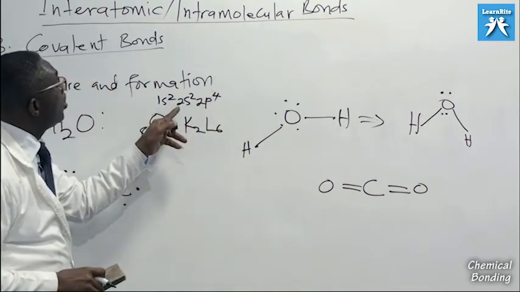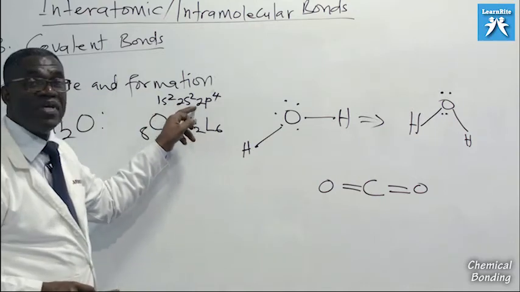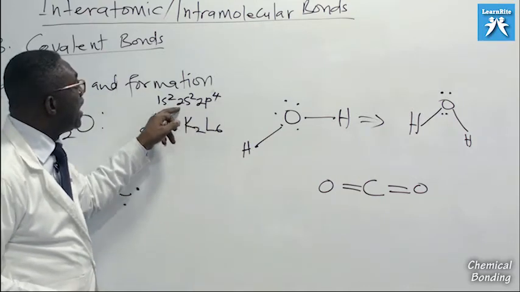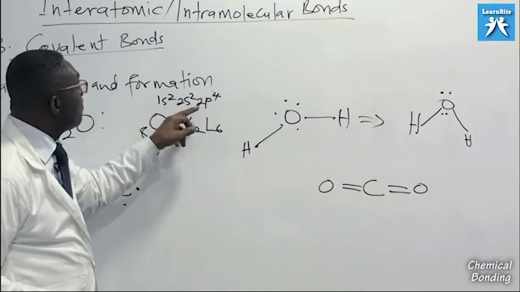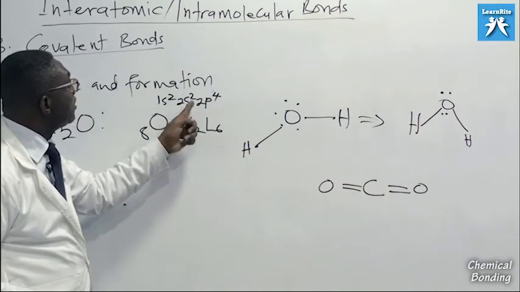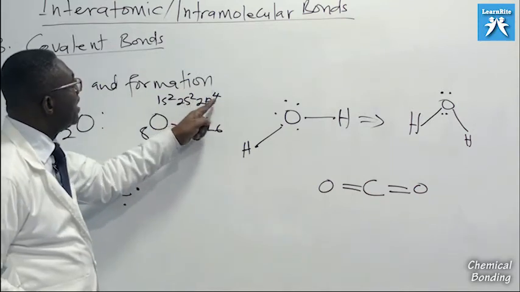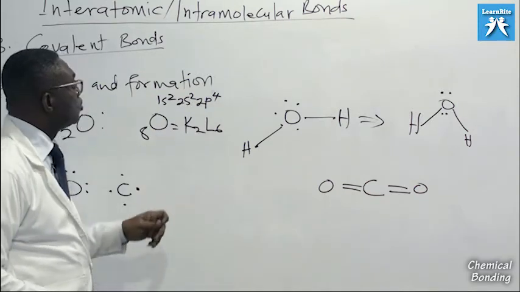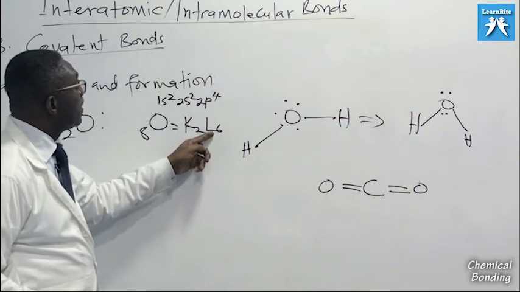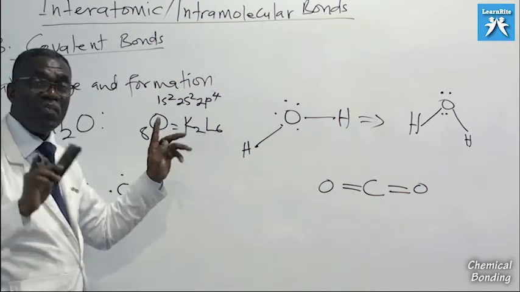2p4. So this is 2, this is 2. The principal quantum number being 2, that is the outer shell. So if you have the outer shell, then you have 6 electrons in them. These are the 6 electrons. In terms of orbitals, they are located in the s and the p orbital. So we have 2 electrons required by oxygen to complete the bonds.